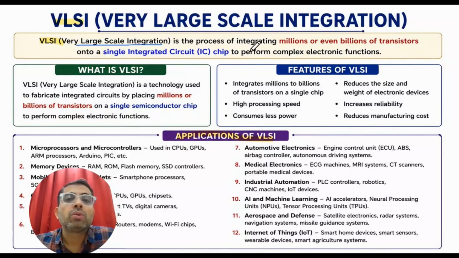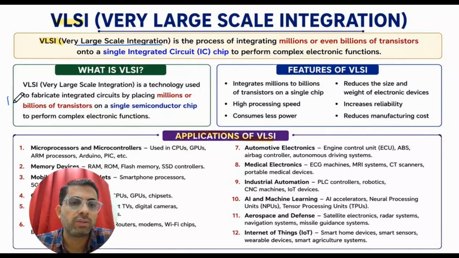Okay. So VLSI is a technology with which n number of transistors, n number of components are fabricated and integrated on a single chip, that is IC. And this technology is called VLSI technology. Okay. So VLSI is a technology used to fabricate integrated circuits by placing millions and billions of transistors on the semiconductor chip. So this is what VLSI is.